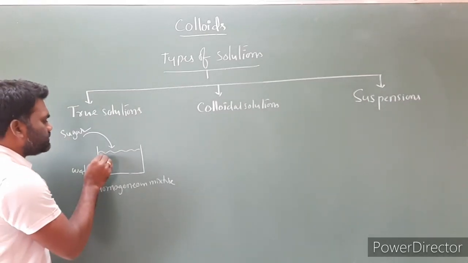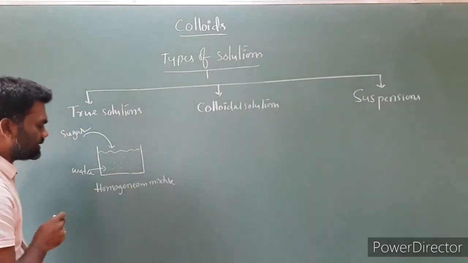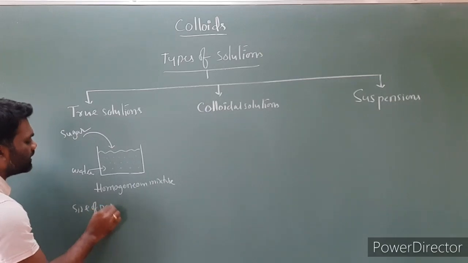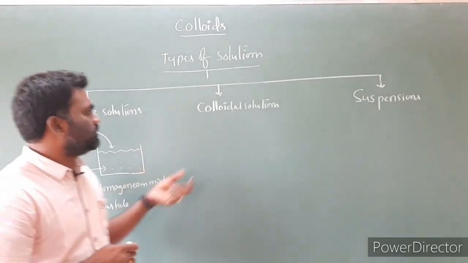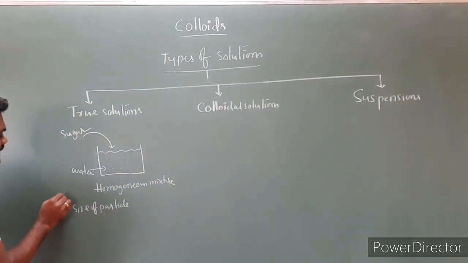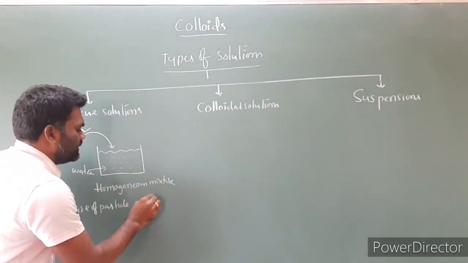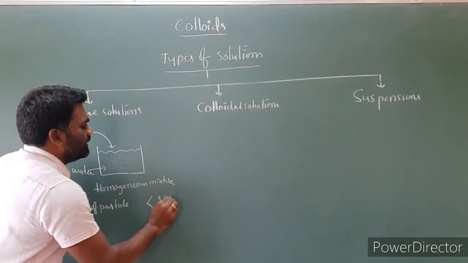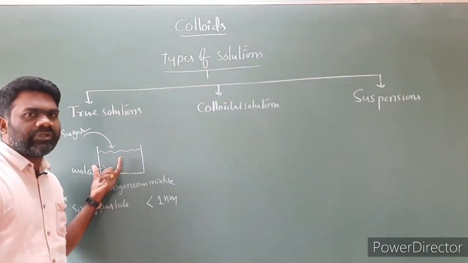Now coming to the point: here the sugar particles are distributed throughout the solution, so we have to consider the size of the particles. This is our important point. Based on the size of the particles only, we differentiate true solutions, colloidal solutions and suspensions. Our key point in this concept is the size of particles. The size of particles in a true solution is less than 1 nanometer.